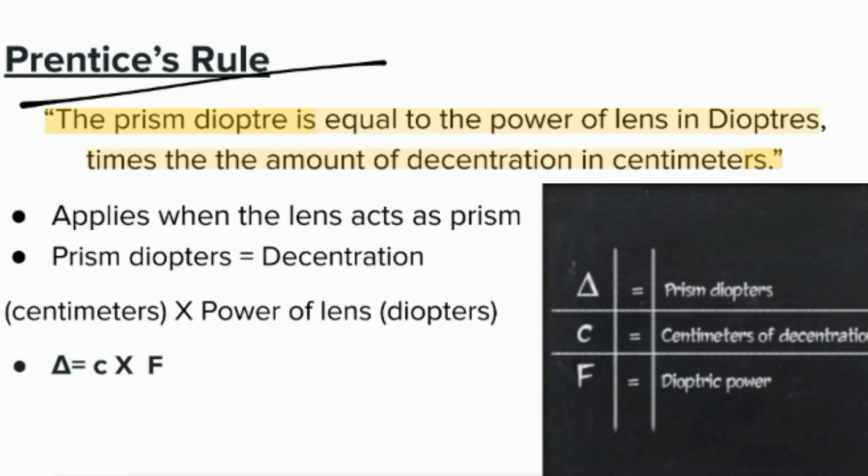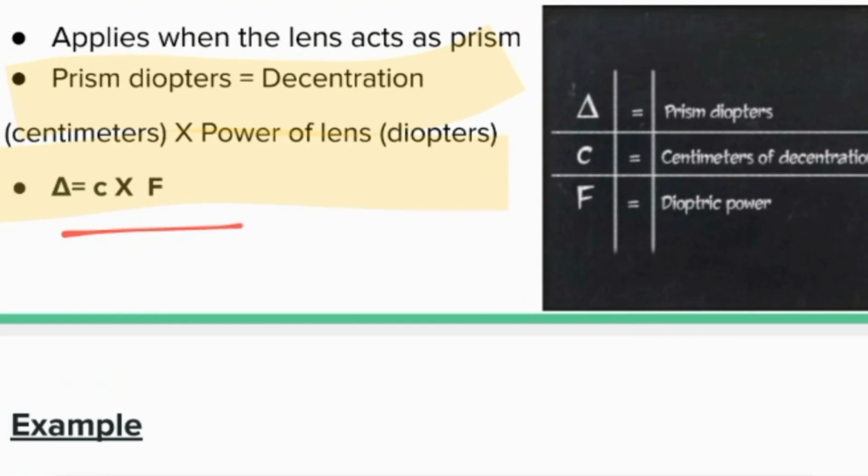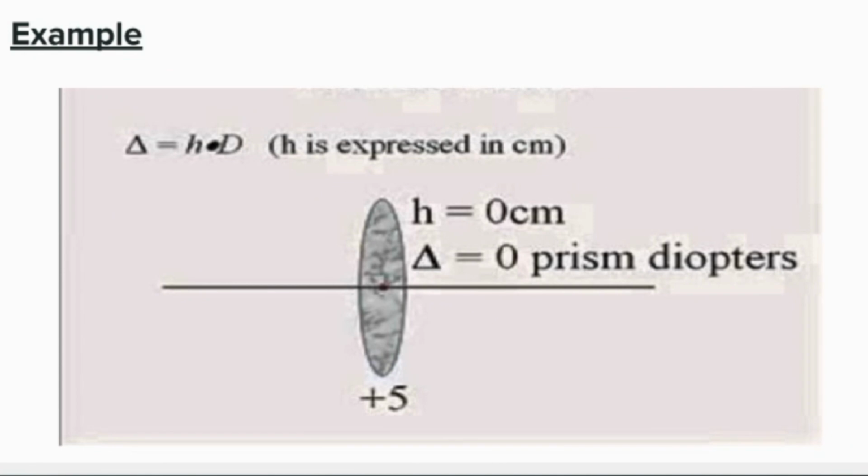And this is the formula: prism diopter is equal to decentration multiplied by the power of the lens. Here the symbols are: prism diopter equals C times F, where C is the decentration in centimeters, and F equals the power of the lens. So now let's see with an example. In the example, it is all the same: H is the decentration, and D is the power in diopters.